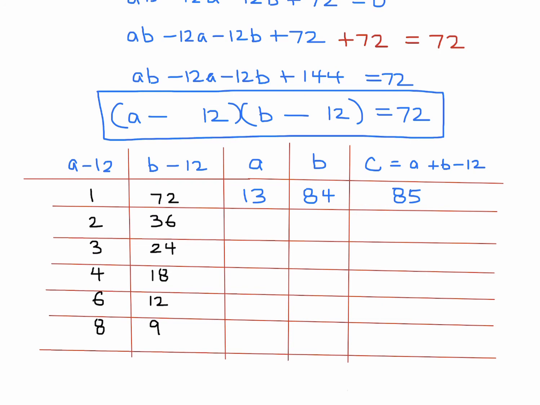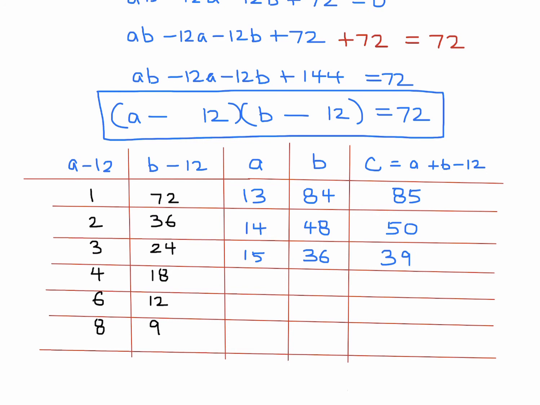A minus 12 is 2. That means A is 14. B minus 12 is 36. That means B is 48. And then C is going to be 14 plus 48 minus 12, and that is 50. Next one, A minus 12 is equal to 3. That means A is 15. B minus 12 is equal to 24. That means B is 36. And C, therefore, will be 15 plus 36 minus 12, which is 39.